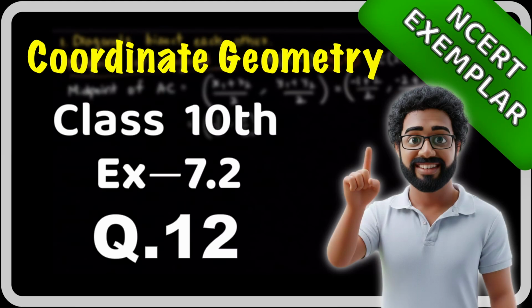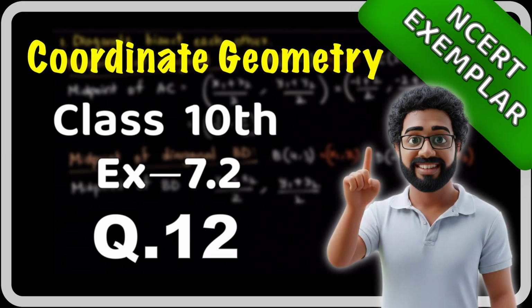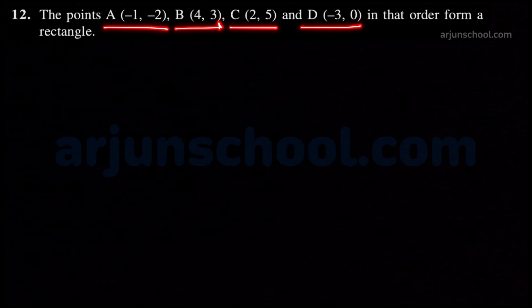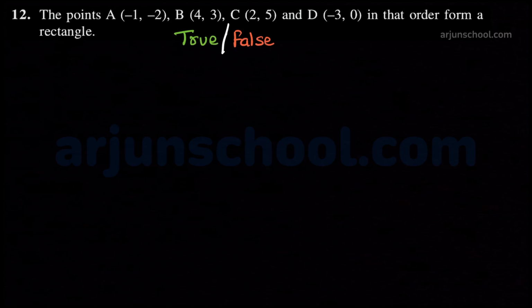NCERT Exemplar Solutions, Class 10, Maths, Chapter 7, Exercise 7.2, Question 12. The points A(-1, -2), B(4, 3), C(2, 5), and D(-3, 0), in that order, form a rectangle. We have to check if this statement is true or false. Let us find the answer.